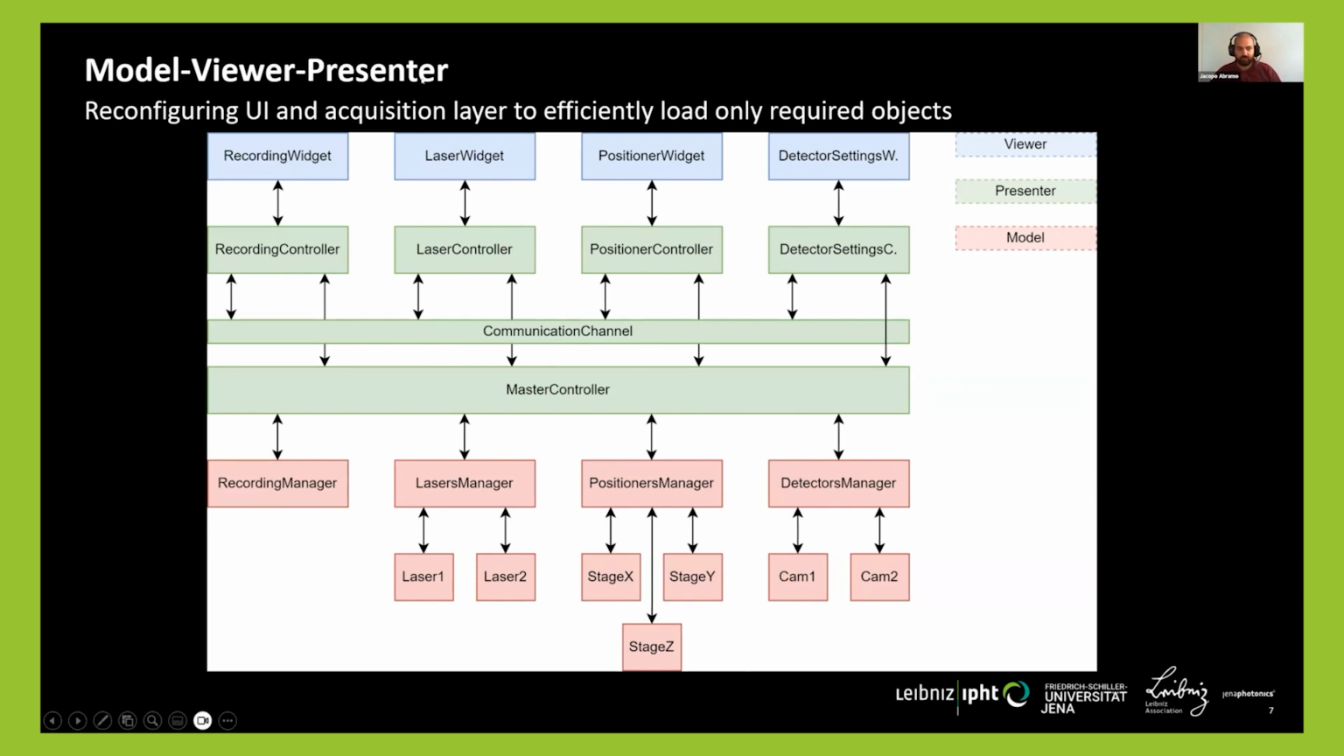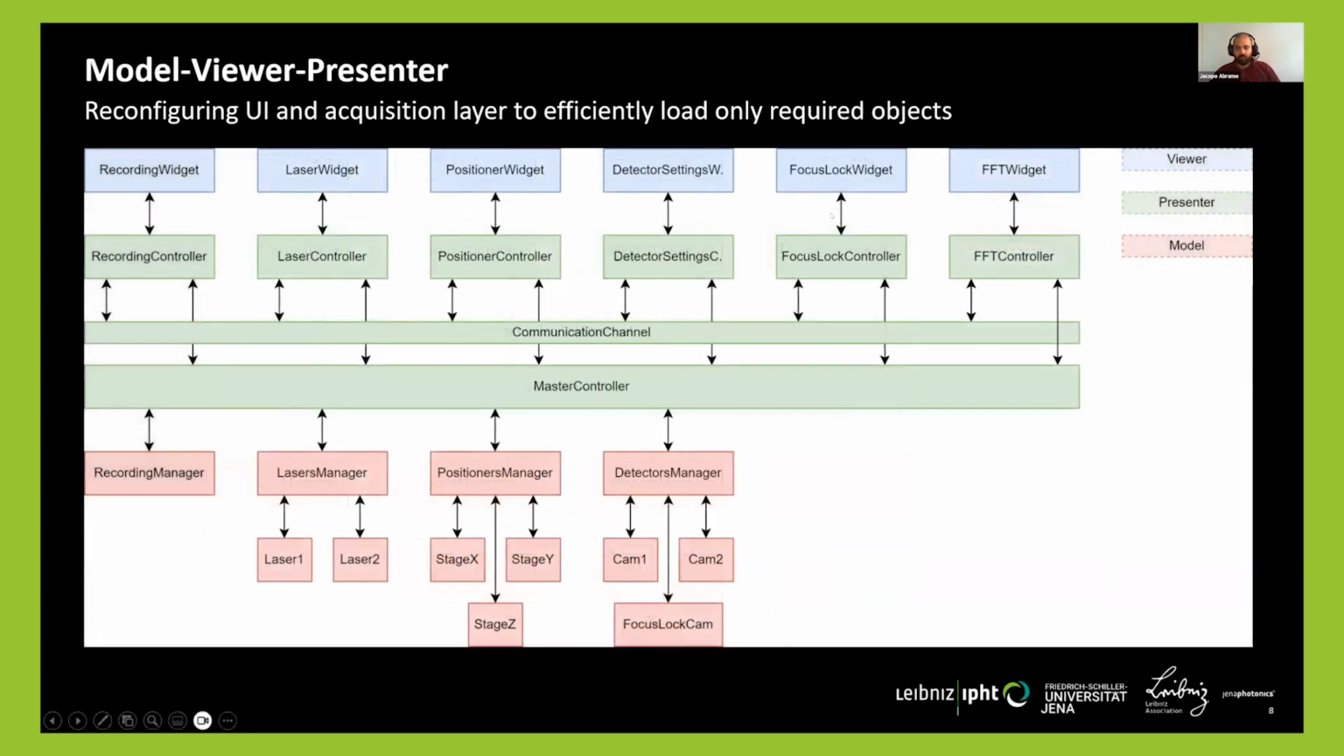Whenever we want to activate a laser, we press a button on the laser widget. The laser widget communicates with the controller, which then sends a message through the communication channel and to the master controller. The master controller and the communication channel work in a way to send the proper commands to the underlying managers that then will communicate with the hardware. In this case, the laser manager goes back from here directly to the laser, and then selects one of the 2 lasers.